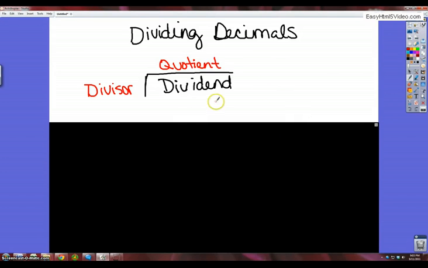Today we're going to be dividing decimals, and I just want to review a few terminology words. When we divide, we have what's inside, the dividend. The divisor is what's outside, and the quotient is the answer to any division problem.